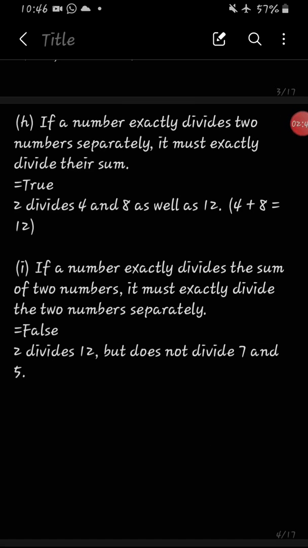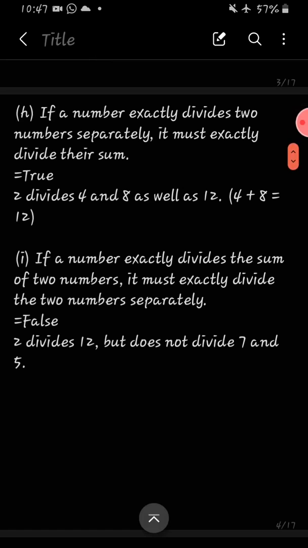H: If a number exactly divides two numbers separately, it must exactly divide their sum. It is true. Suppose 2 divides 4 and 8. 2 into 2 is 4, 2 into 4 is 8. And if you add 8 and 4, we get 12, which is also divisible by 2. Yes, so it is true.